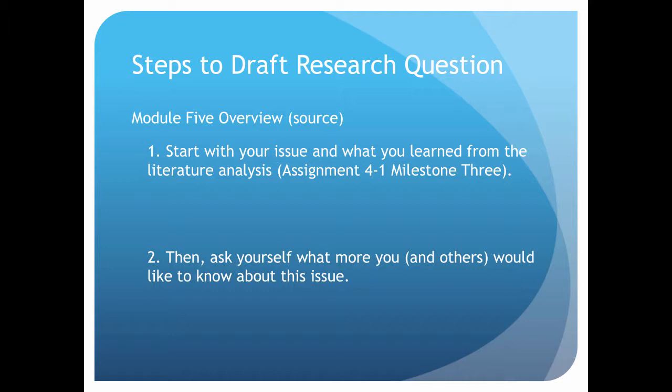The first one is start with your issue and what you learned from the literature analysis. And as I said, assignment 4-1 milestone 3 should be literature analysis. And what you're going to come up with as an example is, and I'm trying to use the same example about domestic violence and the impact on children of the ages of 4 to 7 all through these examples, so there's a flow like your paper. So the example for this would be the impact of witnessing violent crimes as a child. That's the basic issue. Now, we're going to refine it, of course.